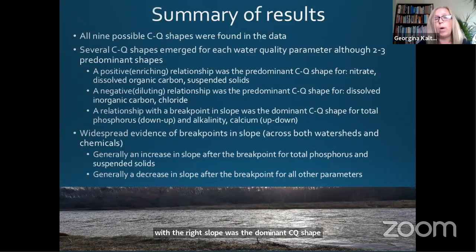And we found widespread evidence of breakpoints and slope across both watersheds and chemicals. Generally there was an increase in slope after the breakpoint for total phosphorus and suspended solids, and a decrease in slope after the breakpoint for all other parameters.